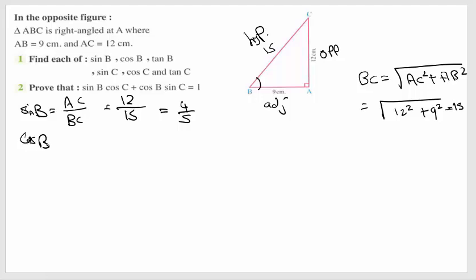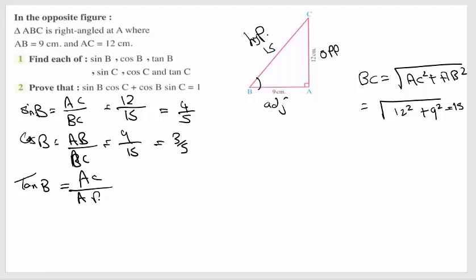What about cosine B? Cosine B will be adjacent over hypotenuse, which is AB over BC, which is 9 over 15, and in the simplest form, 3 over 5. The last one is to get tan B, which is opposite AC over adjacent AB, so it will be 12 over 9, and in its simplest form it will be 4 over 3. The next step, I will move to find sine, cosine and tan of the angle C.